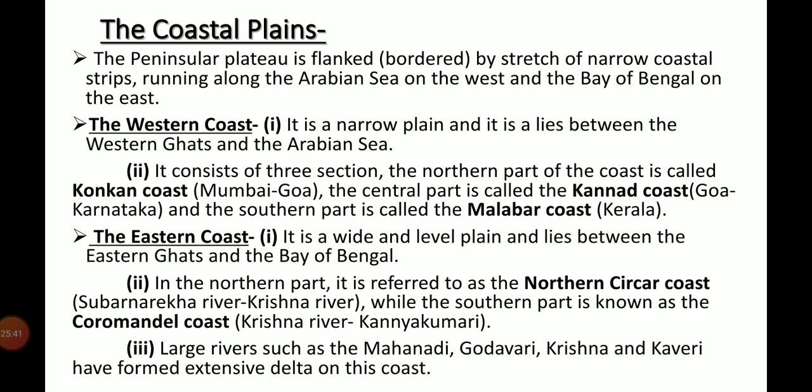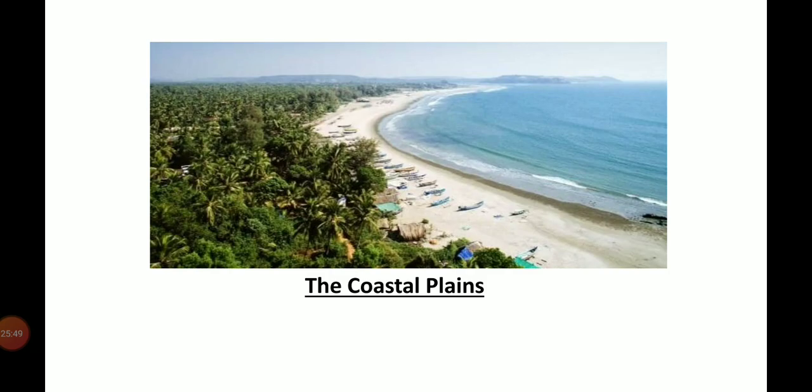Large rivers such as the Mahanadi, Godavari, Krishna and Kaveri have formed extensive deltas on the eastern coastal plains. Here you see the coastal plains of India. It is lying between the peninsular plateau area and the sea area.